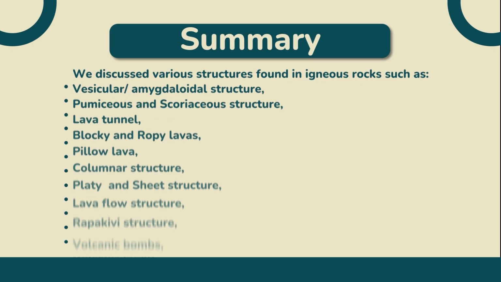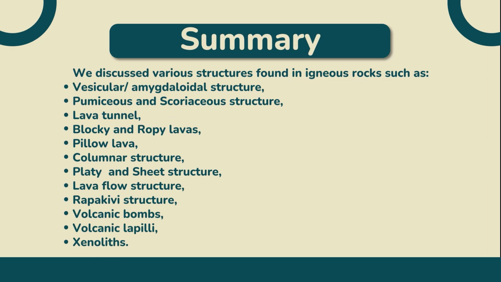And finally, we summarize the entire study. We have discussed various structures found in igneous rocks such as vesicular, amygdaloidal structure, pumiceous lava, tunnel, blocky and ropey lavas, pillow lavas, columnar structure, platy and sheet structure, lava flow structure, Rapakivi structure, volcanic bombs, volcanic lapilli, and finally xenoliths. Thank you very much.